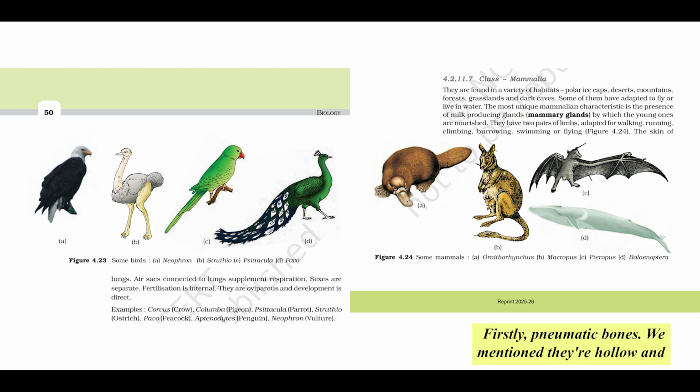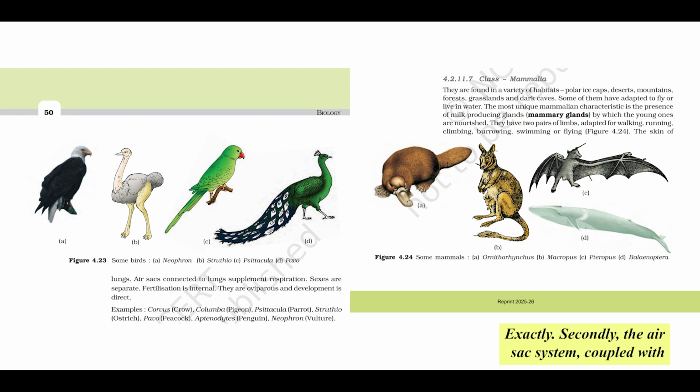Firstly, pneumatic bones. We mentioned they're hollow and filled with air spaces connected to the respiratory system. This drastically reduces skeletal weight. A bird's skeleton often weighs less than its feathers. This lightness is fundamental. Reducing weight means less muscle power is needed simply to lift the body, making flight much more energetically feasible. It's a primary weight-saving strategy, absolutely critical for achieving lift and agility in the air. Lighter bones, easier liftoff?